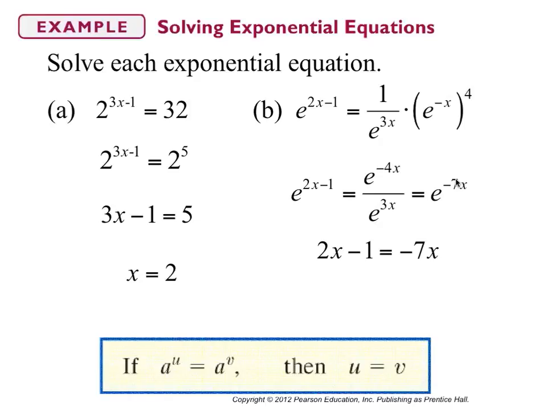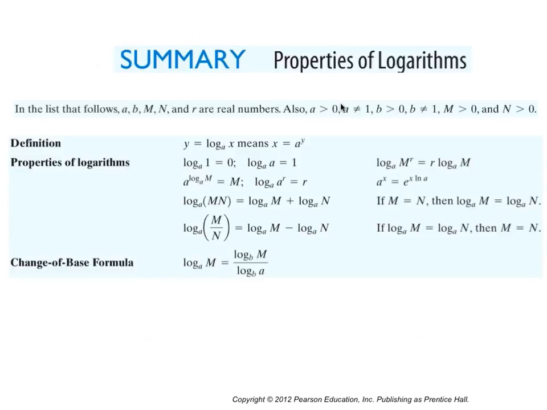So we have 2x minus 1 equals -7x. Subtract 2x from both sides and divide by -9. So we get x equals 1/9. And again, you can check this in your calculator. This one you're going to have to be a little more precise with. Be very careful when you're plugging it in, but it will work.